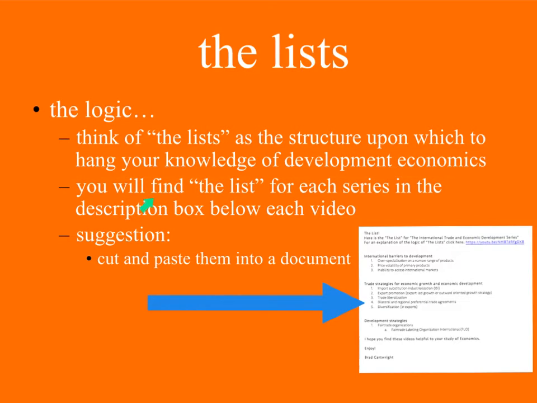And you will find in the description box of each video throughout this whole series, you will find the list for each series down below the video. And I just made a little screenshot right here. And this is what it looks like for the list of international trade and economic development series, which of course is one segment of the unit, development economics. And you'll see that there's international barriers to development, trade strategies, and development strategies. And underneath it, there's a list of things.